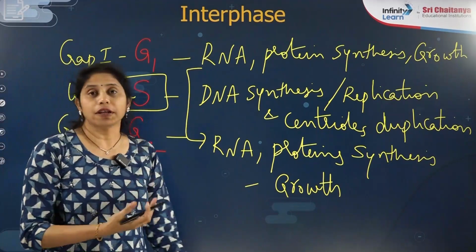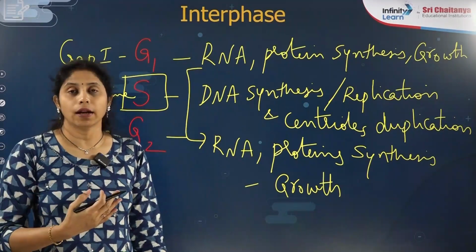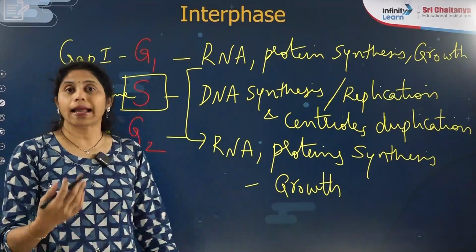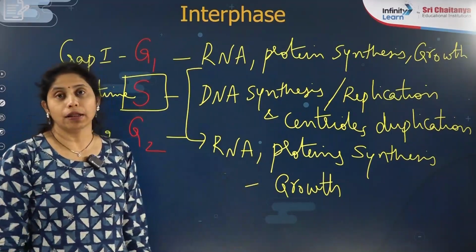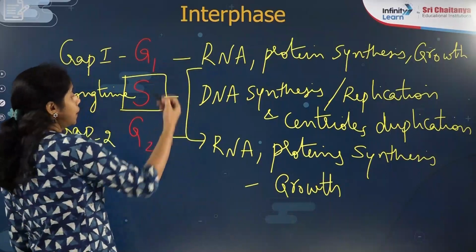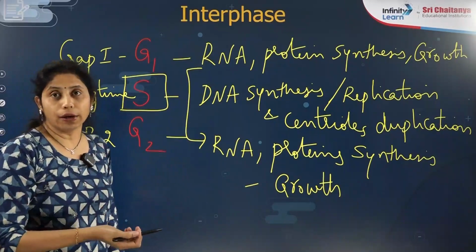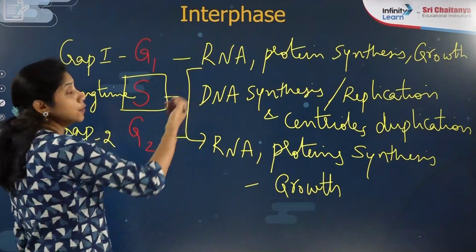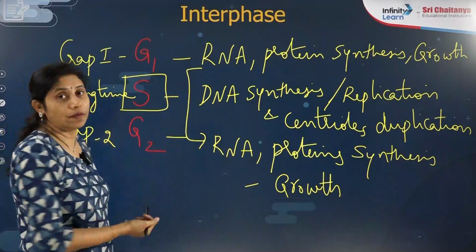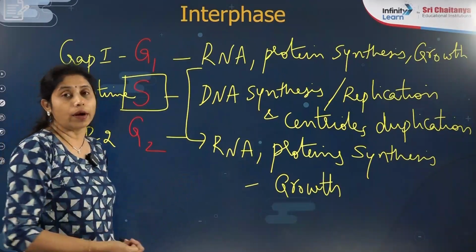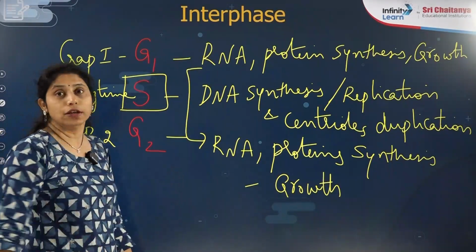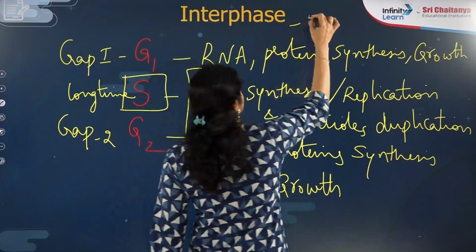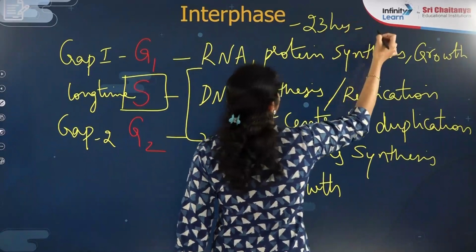The S phase is important because one parental DNA replicates and forms two daughter DNAs. In animal cells, centriole duplication happens in the S phase. In G1 and G2, cell growth continues in terms of RNA, protein and cell organelle synthesis. But most cell organelles are synthesized in the G1 phase only. A few organelles like mitochondria are synthesized in the G2 phase. This interphase takes almost 23 hours in a human cell.